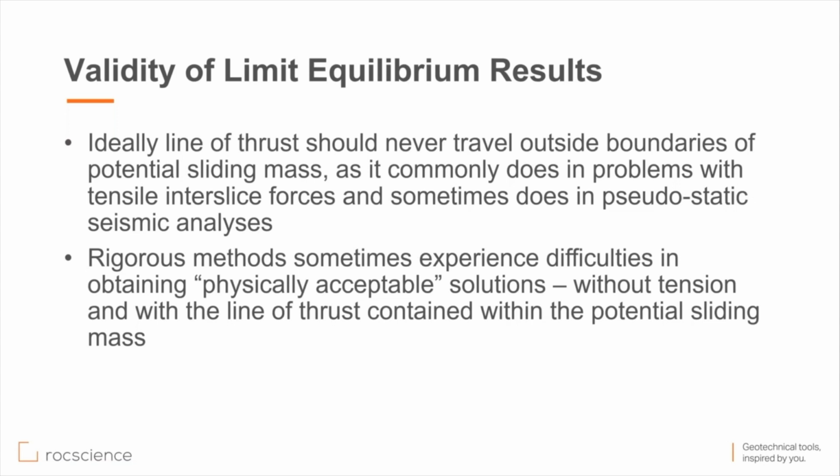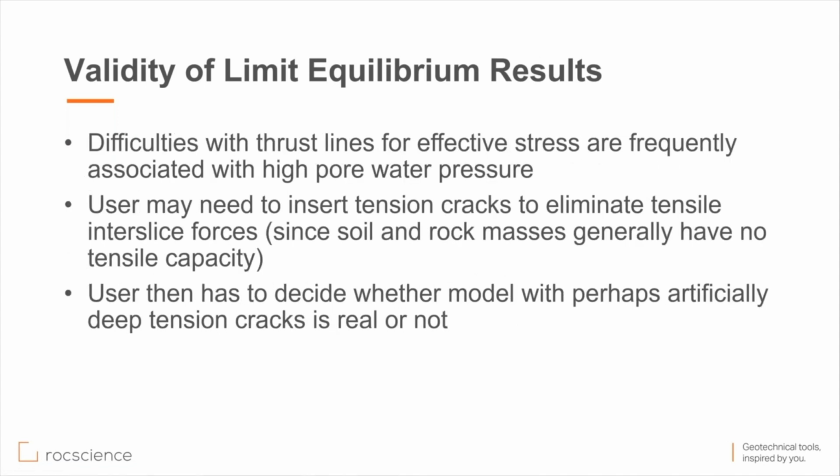And if it goes outside, which typically happens when there is tension, or in pseudostatic analysis when you have high horizontal forces, they can also throw it off. We may have to consider whether the line of thrust is acceptable or not, because it will go outside the sliding mass. And the rigorous methods experience challenges in dealing with the tension that occurs. So these line of thrust problems also occur when we have high effective stresses, when you have high pore pressures. So let us remember that that does happen sometimes, and we can eliminate them with tension cracks.